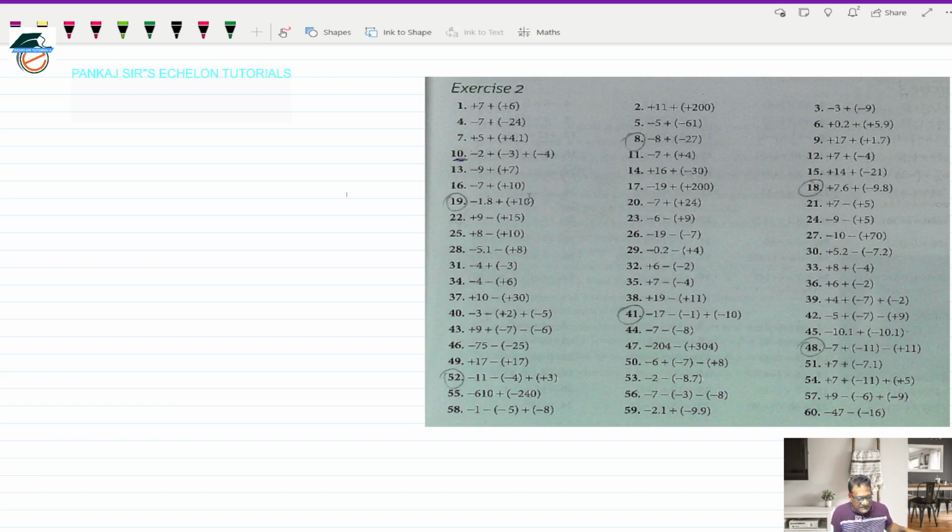So first let me give you a brief idea of what directed numbers are, and then we'll come to exercise 2 directly. So let us get started.